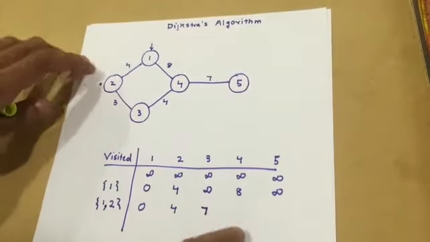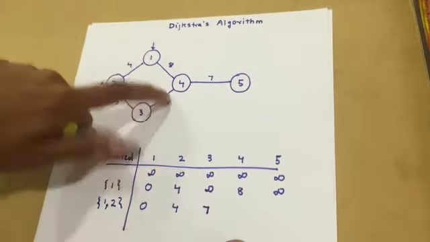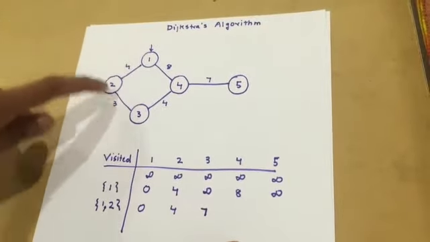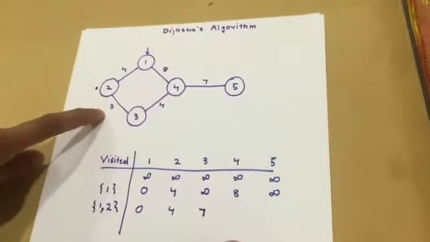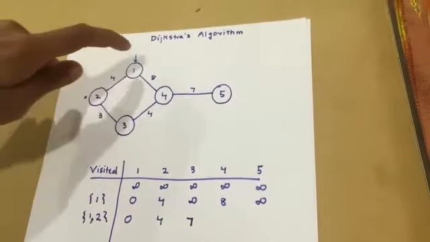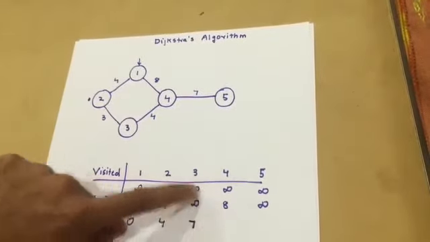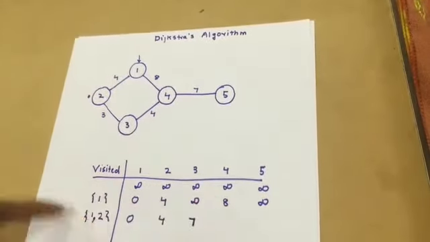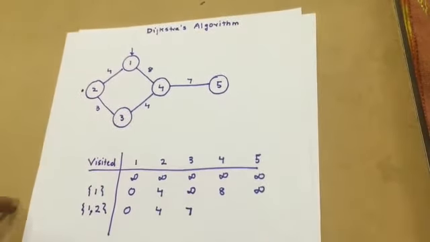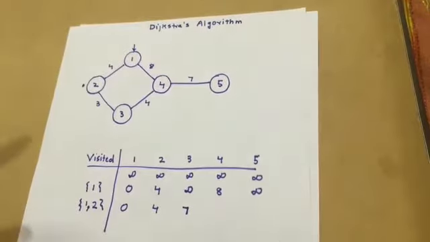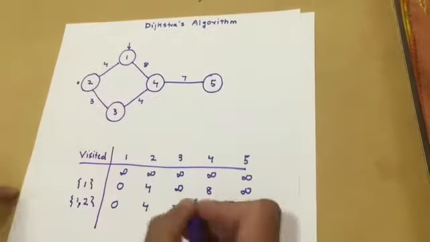Now 4. To see 4, we'll have to check this path, right? So what will be the distance? 4 plus 3 plus 4, that is 11. But earlier the distance from 1 to 4 was already 8. And from here, this path if we take, the distance is coming to be 11. So we have to choose the shortest path. So even though it is coming 11 this way, we'll let it be 8.